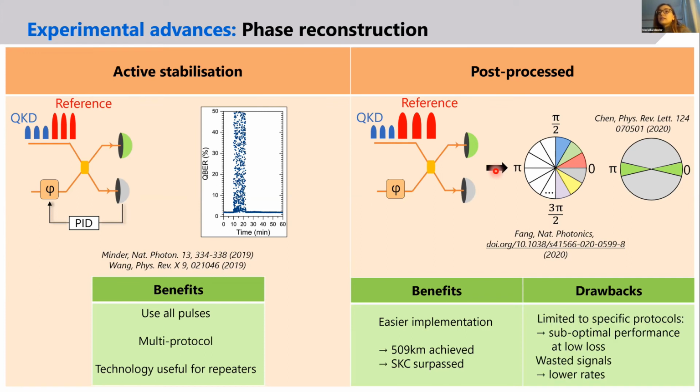But maybe the drawbacks are the fact that it is not very useful for protocols such as the no-phase post-selection. So if you implement this protocol, then at lower losses, you will have suboptimal performance. And also the fact that you always need to waste some of the signals means that you have a slight penalty in the rates. And this is bigger in certain protocols. So for example, in the SNS, it's not such a big issue, but for other protocols, it is.